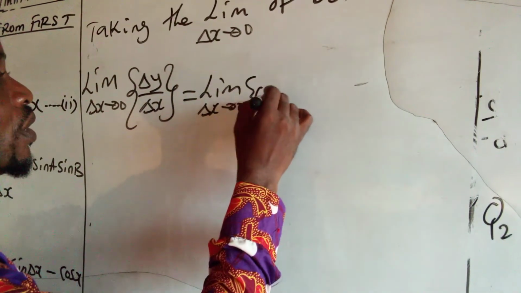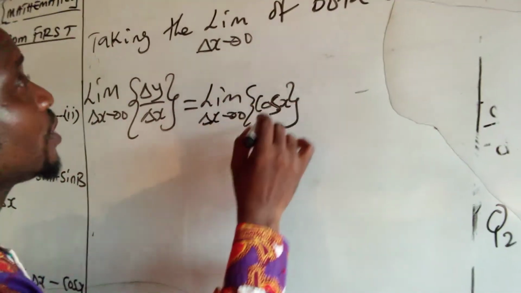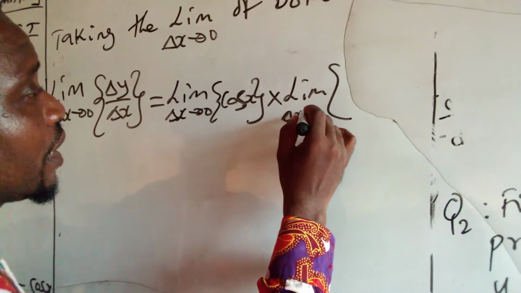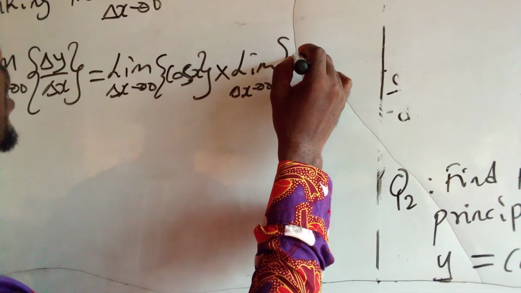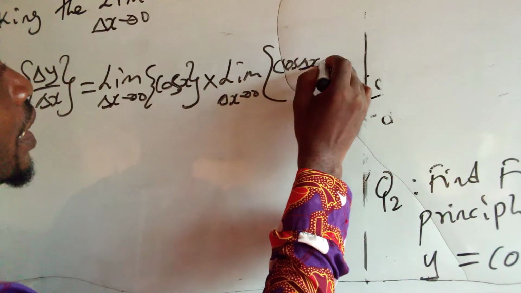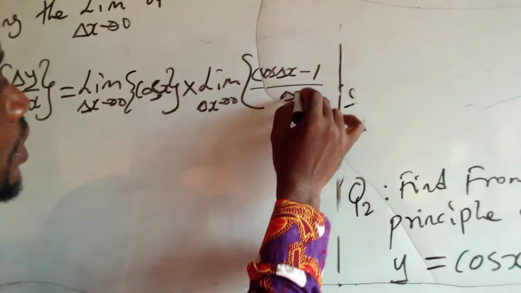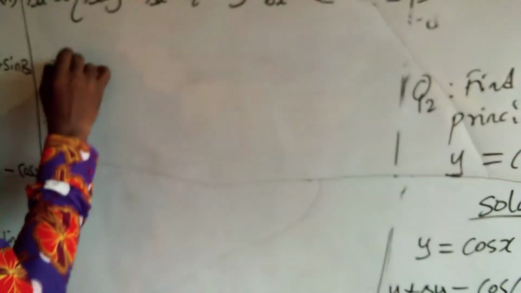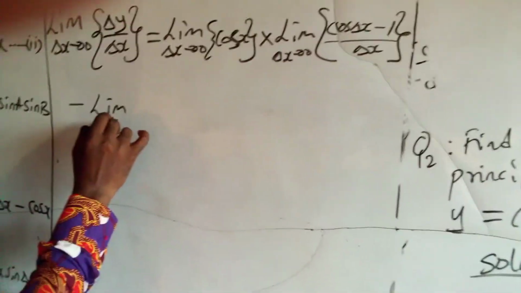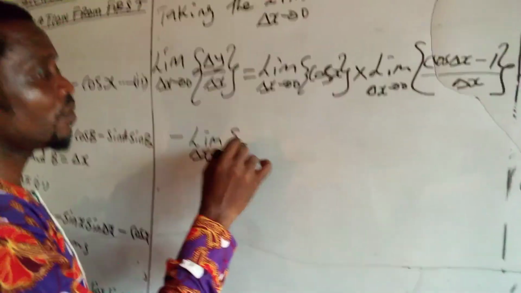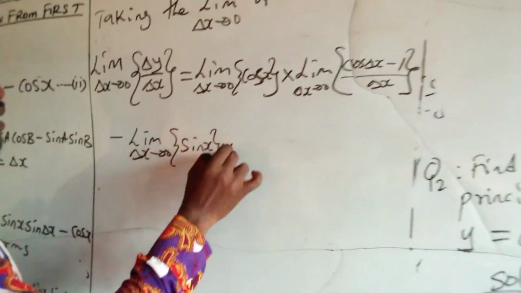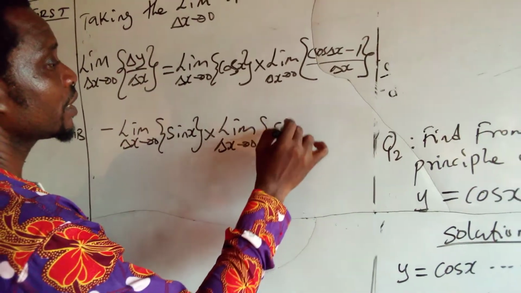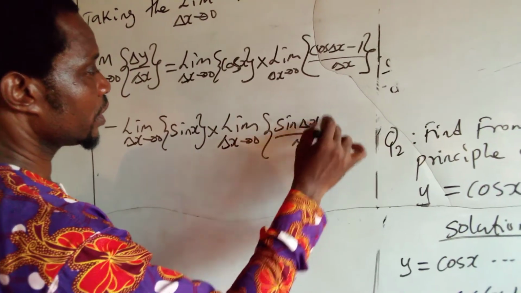You write your cos S, then times the limit as change in S tends to 0 of cos change in S minus 1 all over change in S. Then minus the limit as change in S tends to 0 of sin S, then times the limit as change in S tends to 0 of sin change in S over change in S.